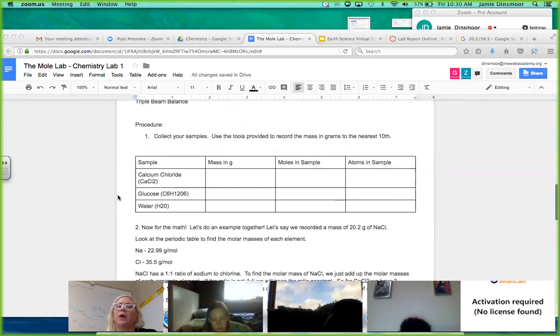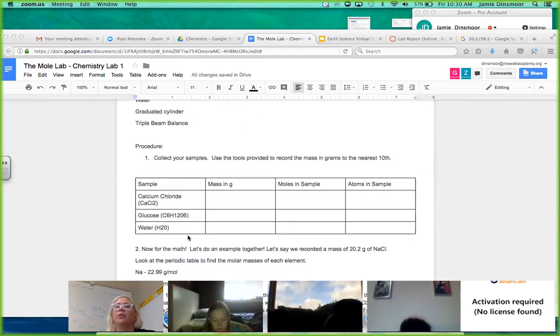Okay, so now what we're going to do is we're actually going to record the mass. We're going to do 3 different substances. And I gave you guys 2 easy ones and 1 hard one. So we have calcium chloride, which is CaCl2. I don't remember if it was Ca2, but definitely not. And we have glucose. And we have water. Those are going to be our 3 substances.